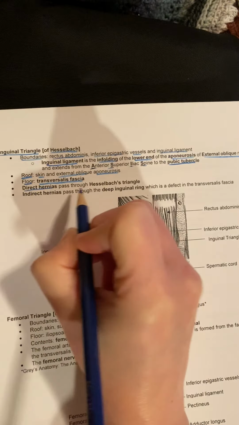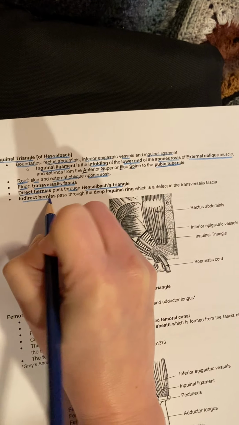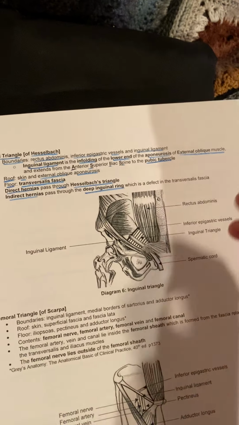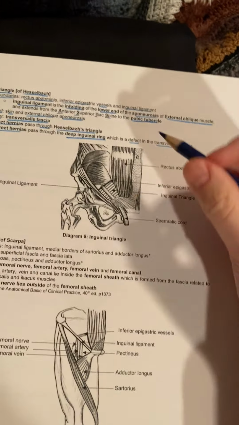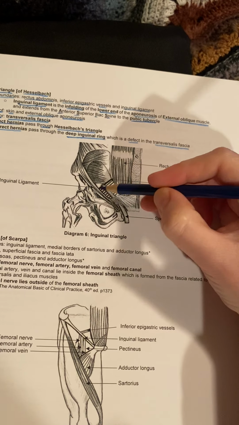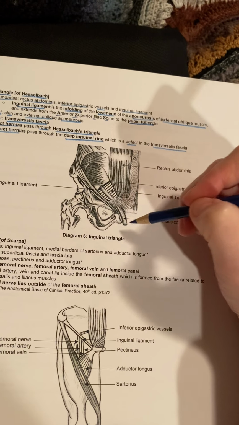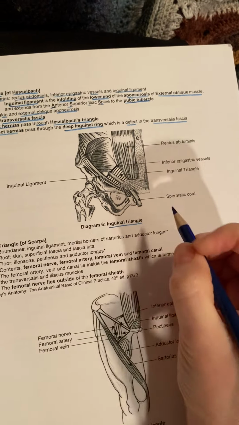Direct hernias pass through Hasselbach's triangle. Indirect hernias pass through the deep inguinal ring, which is a defect in the transversalis fascia. All right, let's look again. Here is the inguinal ligament, and there's our triangle, and that is the spermatic cord going through the inguinal triangle.